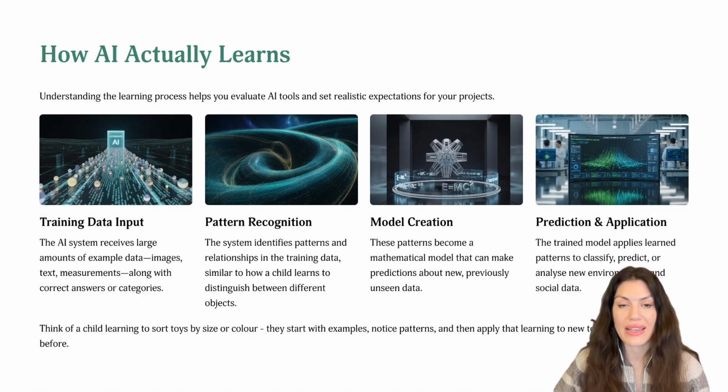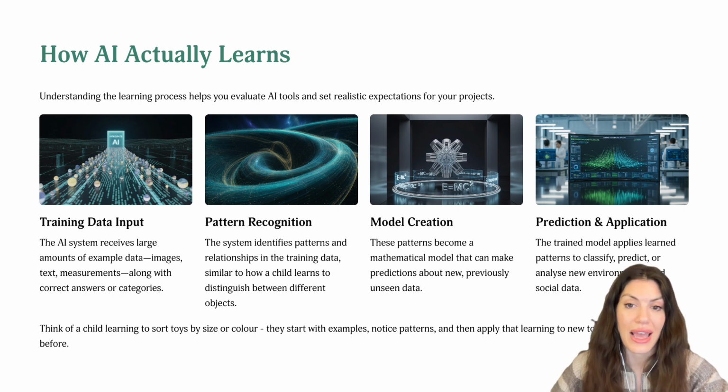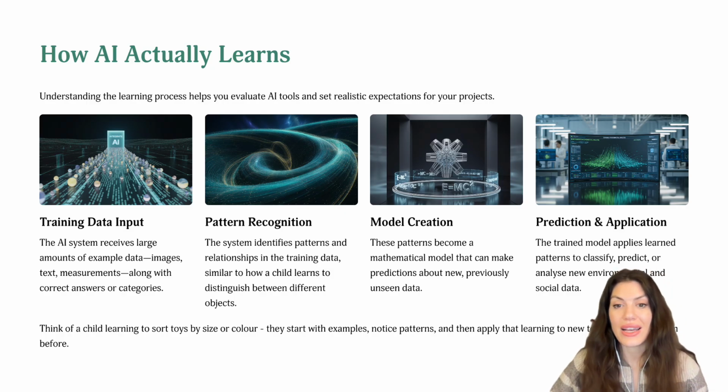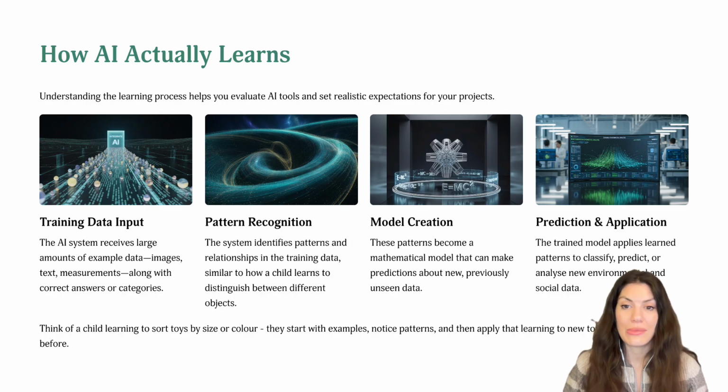Understanding the learning process helps you evaluate AI tools and set realistic expectations for your projects. The process involves 4 stages: understanding the training data input, the pattern recognition, the model creation, and the prediction and application. Each AI system is trained on a large data set that is usually labeled data, including images, text, measurements, along with the attached labels and categories or correct answers.